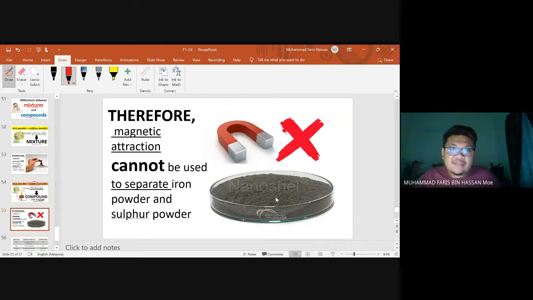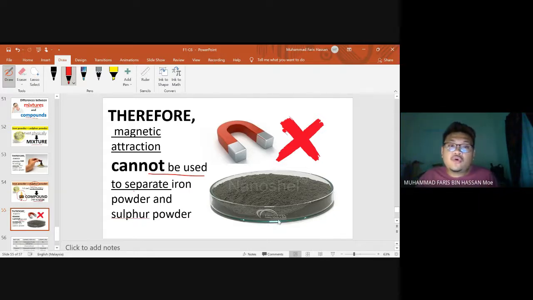Okay. Therefore, magnetic attraction cannot be used. So for this one, if you use a magnet, actually this magnetic attraction cannot be used at all to separate the iron powder and sulfur powder, because the iron powder and sulfur powder already mixed chemically. They already formed a new substance.